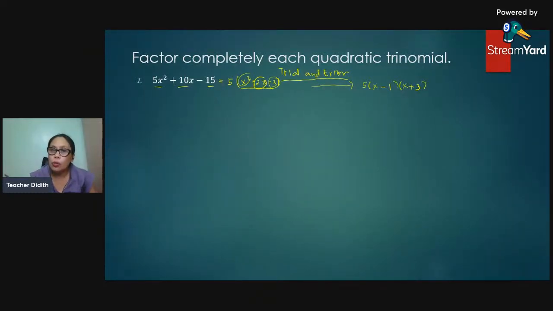But the only thing that we have to be sure of is the middle term. As we work on the OI, the outer terms and the inner terms, the sum has to be the middle term here. So this is negative x, and this one is 3x. If we combine the two, we get 2x, which matches the middle term here. So, meaning, these are the factors: 5 quantity x minus 1 times quantity x plus 3.